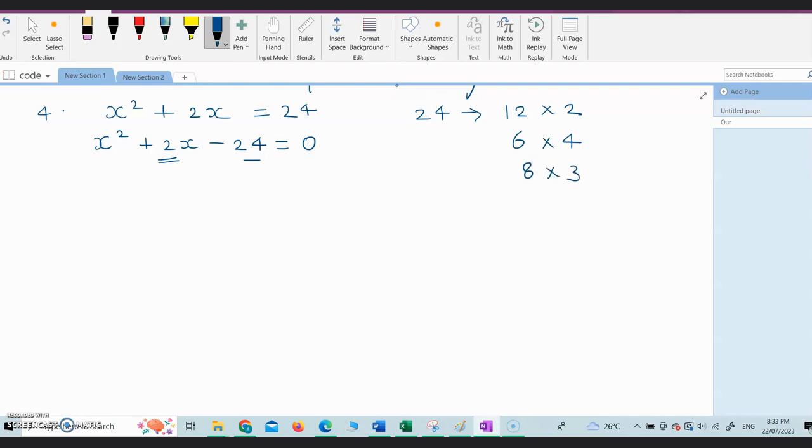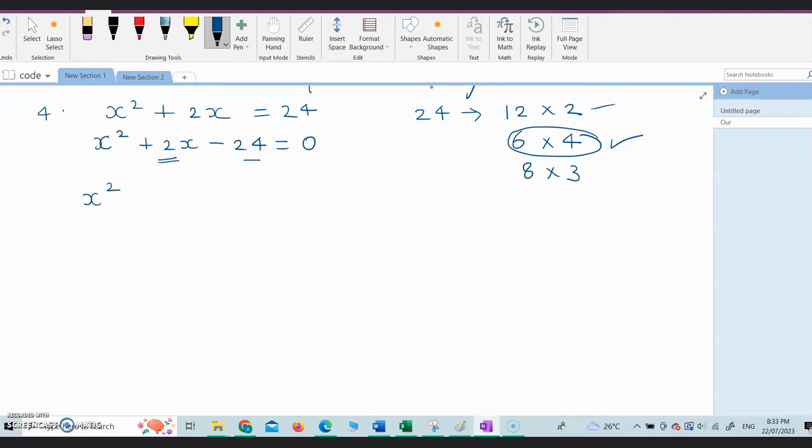8 3s are 24. So now if we add or subtract 12 and 2, we will not get the number 2. If we subtract 6 and 4, we will get the number 2. Same goes for 8 and 3: if we add or subtract 8 and 3, we will not get 2. So this pair will work for us. So basically again we are going to try splitting the middle term into the numbers 6 and 4.